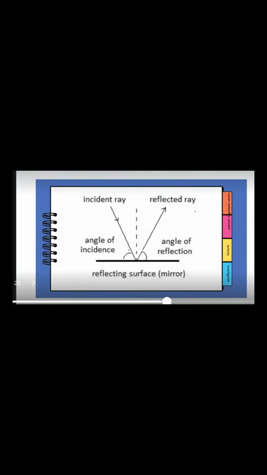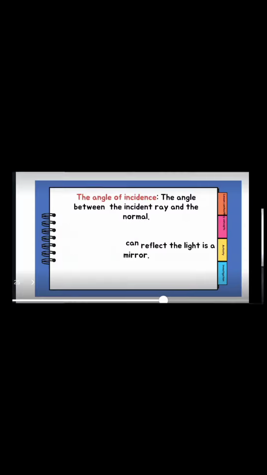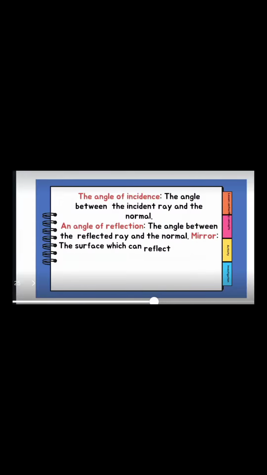Now, some important terms. The incoming ray is called the incident ray. The ray that bounces back is called the reflected ray. At the point of incidence, we draw an imaginary perpendicular line called the normal. The angle between the incident ray and the normal is called the angle of incidence, and the angle between the reflected ray and the normal is called the angle of reflection.